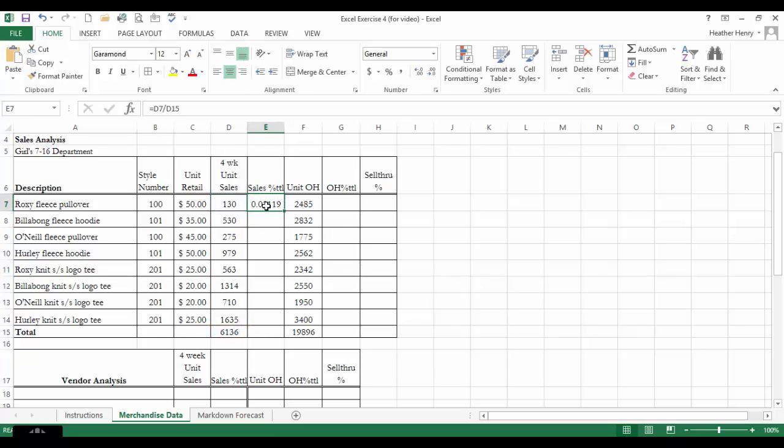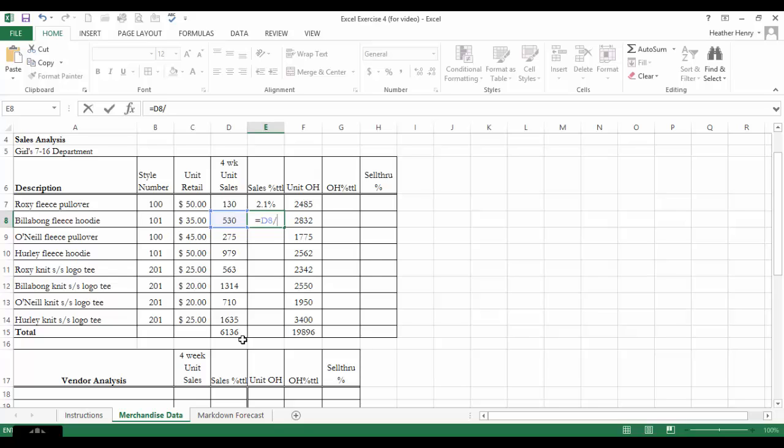Since we are looking at a percent here, we need to convert this number into a percent and make sure we expand one decimal place. So the Roxy Fleece pullover has represented 2.1% of the total unit sales. So in the 4 weeks that the Roxy Fleece pullover has been on the sales floor, we have sold 2.1% of the total sales of the 4 weeks. Let's go ahead and figure out this information for the remaining styles.